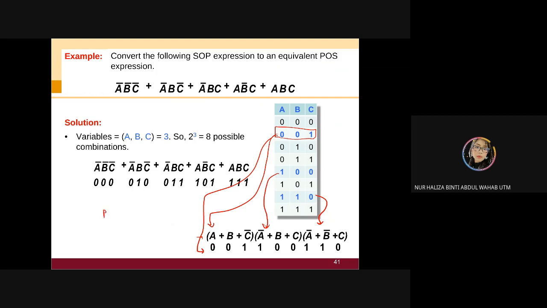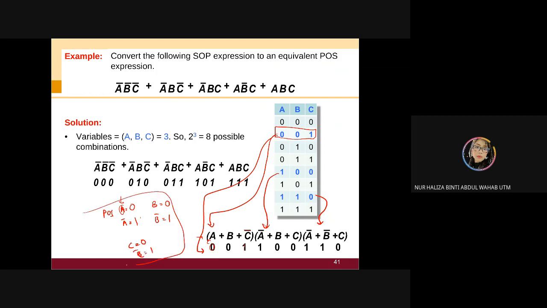And you need to remember for POS, A equal to 0, A bar equal to 1. So whenever you have 0, you're going to have A. But the value of 1, you're getting bar. So it's also similar, not only for variable A, okay? B equal to 0, B bar equal to 1. C equal to 0, C bar equal to 1.